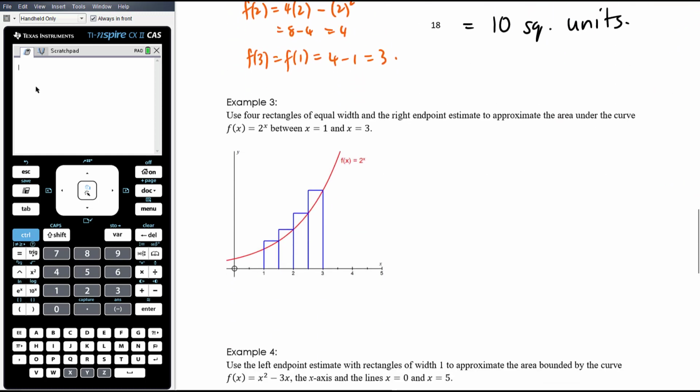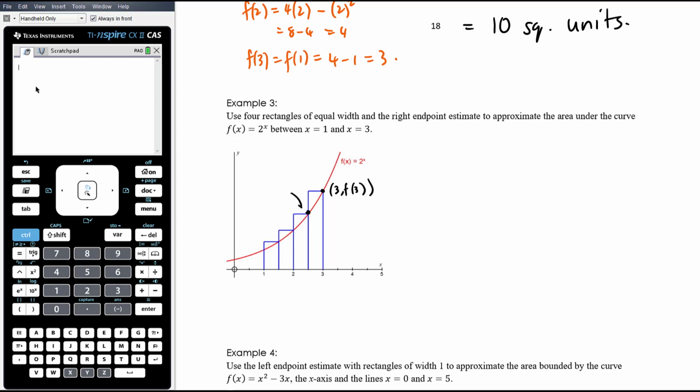Okay, example 3. Let's use 4 rectangles of equal width and the right endpoint estimate to approximate the area under the curve f of x equals 2 to the power of x between x equals 1 and x equals 3. So this point is going to be at 3, so we need f at 3 for the height of that rectangle. This point is, sorry, 2.5, so that's 5 on 2, f at 5 on 2.